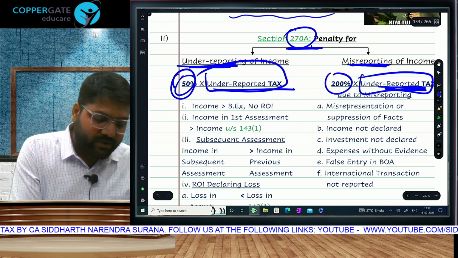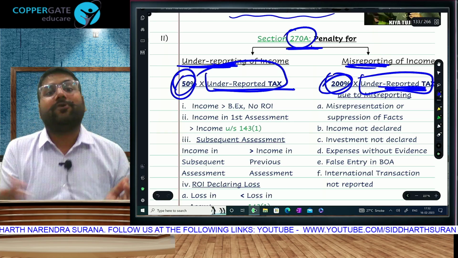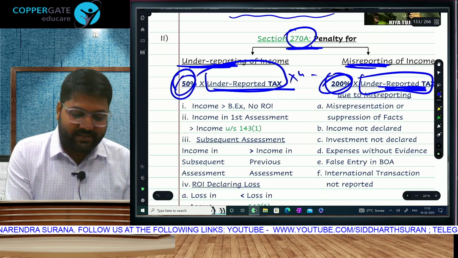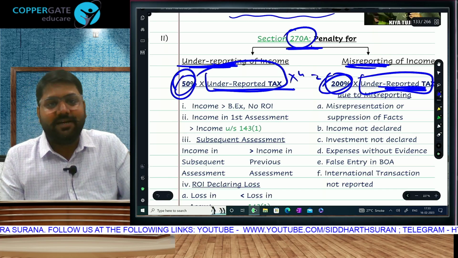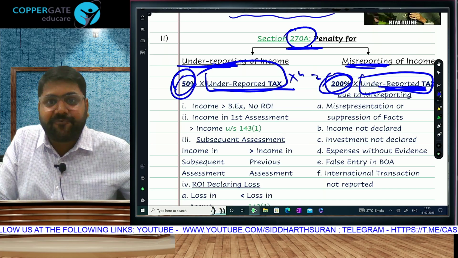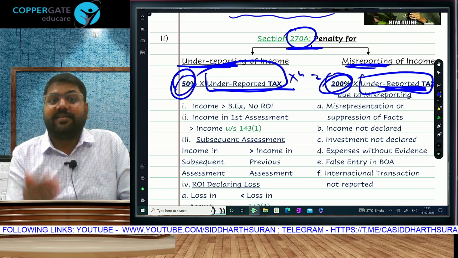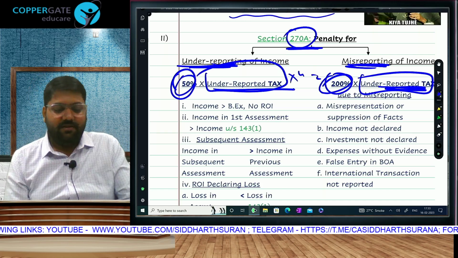If it is only underreporting, then half, 50% of the tax. If it is misreporting, then double. So, 4 times. Half becomes double, half's double. Underreporting 50%, misreporting 200%. Half's double, understood or not?